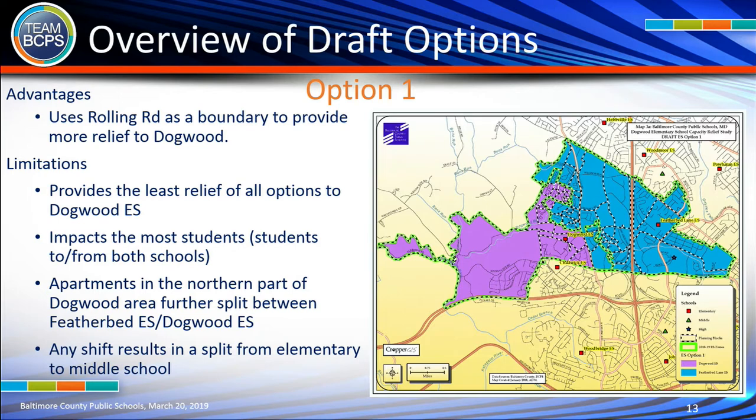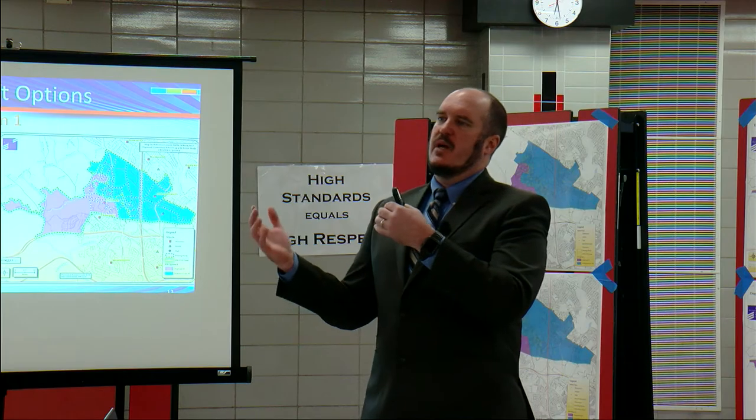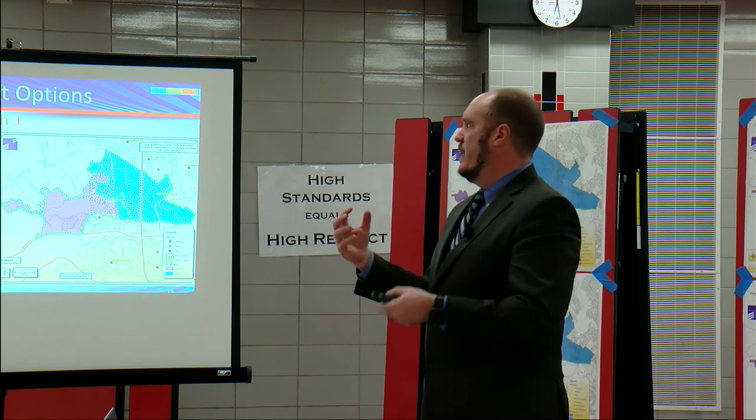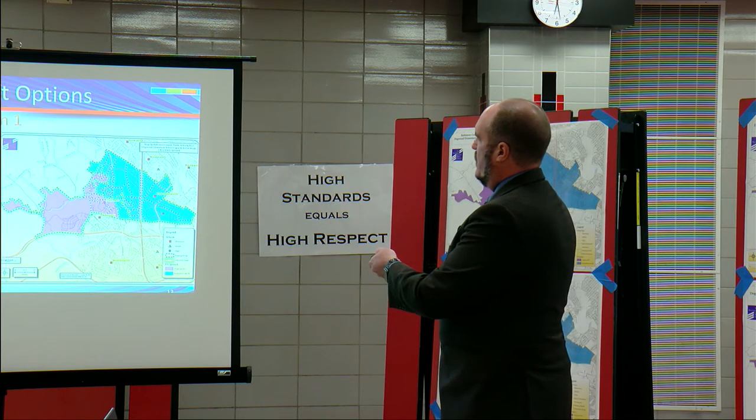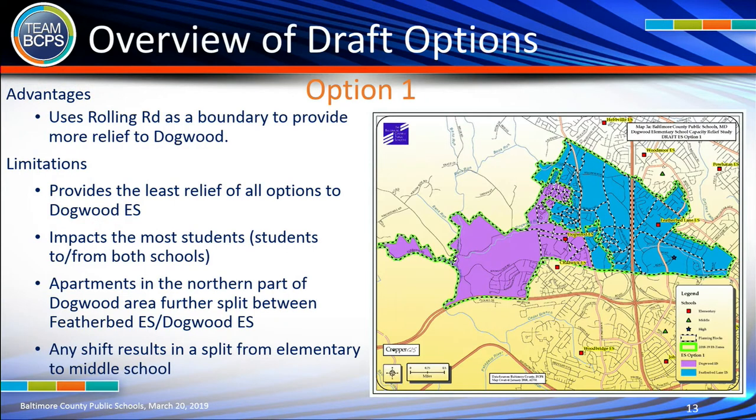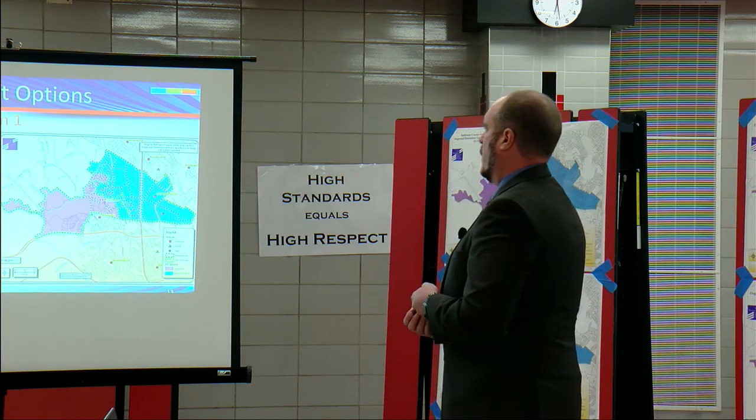Some of the limitations with this option is that it provides the least relief of all options to Dogwood Elementary. The areas that have been impacted in this one are the east of Rolling Road, and then the northernmost part of this area in Dogwood was moved to Featherbed. But in this option, we also added students. There was a trade. We took students out of Dogwood and then added some students from Featherbed into Dogwood in this particular option, which does impact the most students. So that creates a larger impact than possibly necessary as it relates to some of the other particular options.